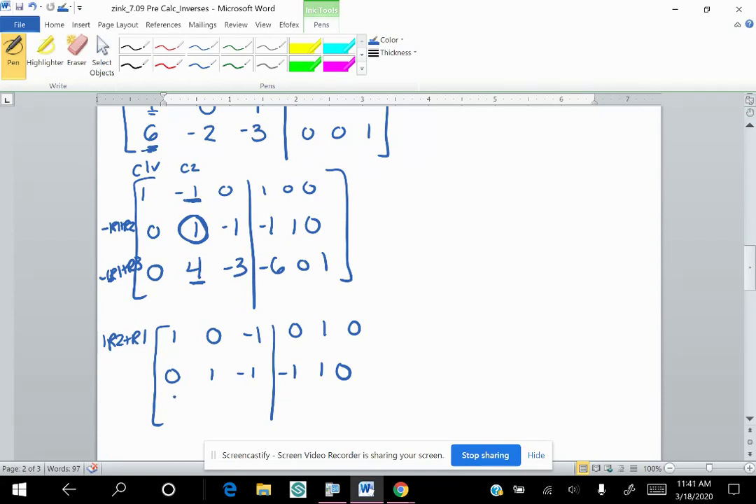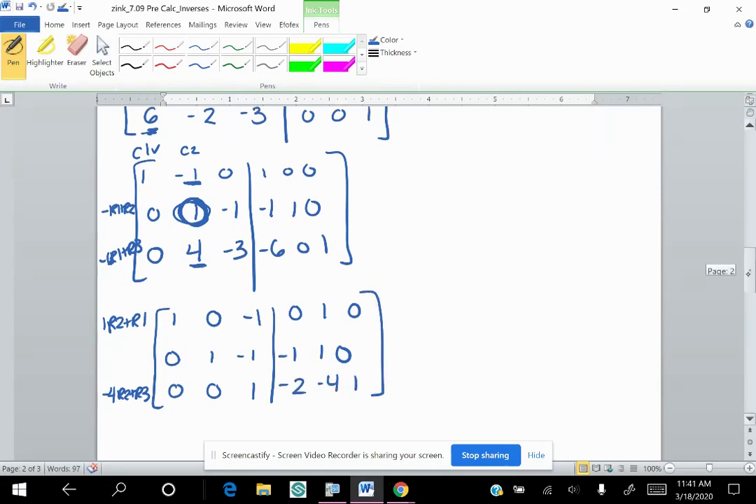And then we need to get this 4 to become a 0. So I need to add it to negative 4. So what would I multiply 1 by to get it to become a negative 4? I would multiply by negative 4. So negative 4 times row 2 plus row 3. And then that stays a 0, 0, 1, negative 2, negative 4, 1.